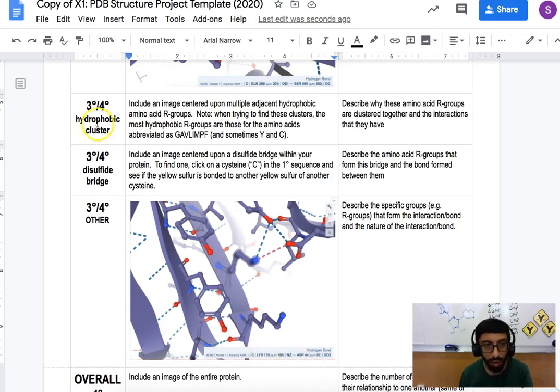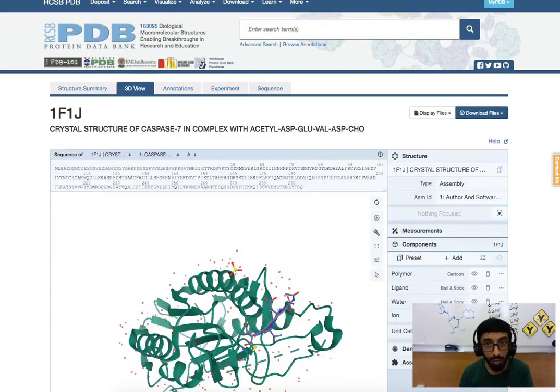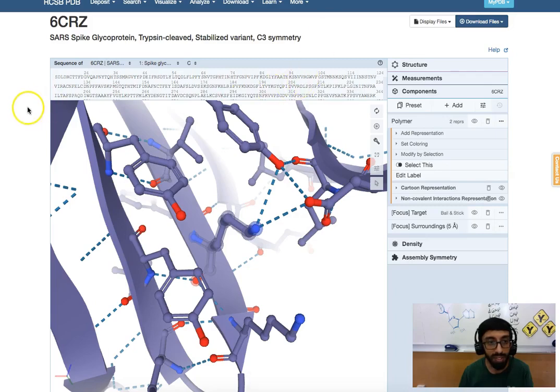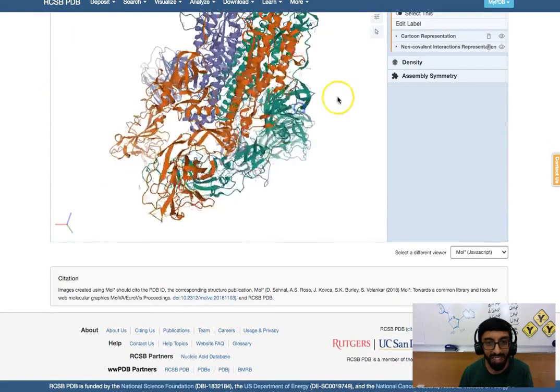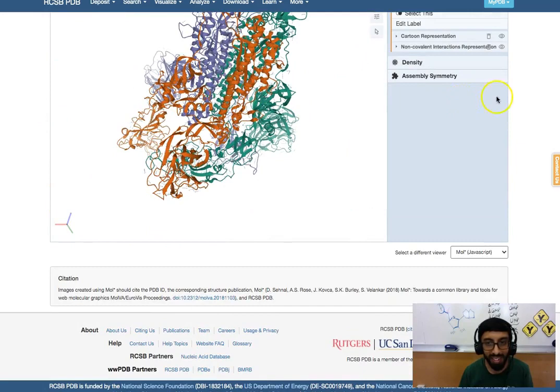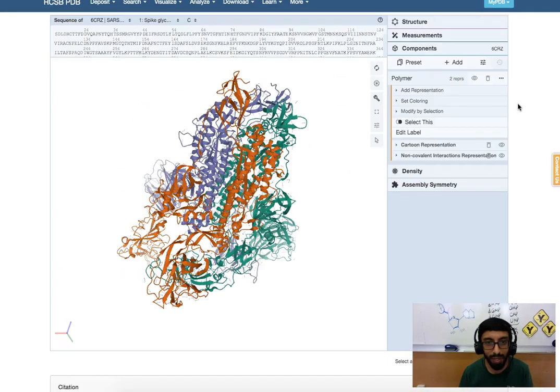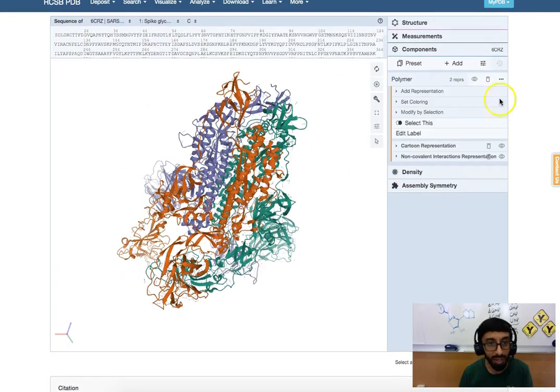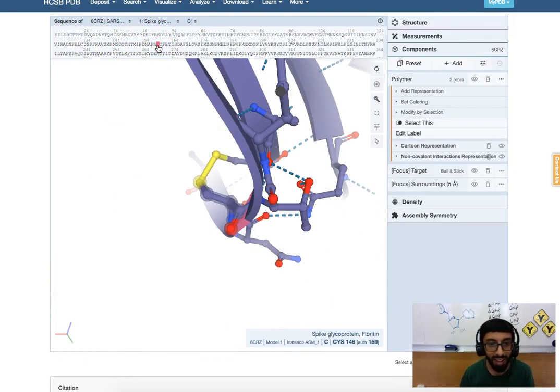Okay, hydrophobic cluster and disulfide bridge. Disulfide bridge is actually one of the easier ones to find because there's only one amino acid that makes disulfide bonds, and that's cysteines. So cysteines, here we go, are the only ones that can do this. So all you have to do is search for cysteines. And here's one, C for cysteine. If we zoom in, hey, it worked.